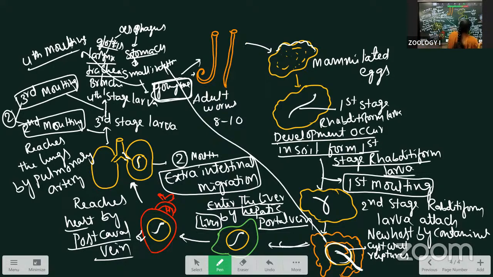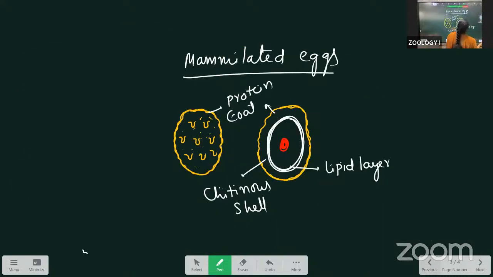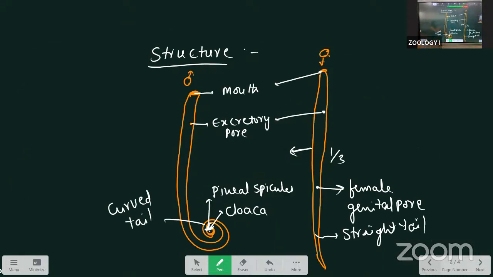One more time, I will show the structure and the mummillated eggs. See, starting is this one. The first, the introduction, what it is. They are mainly the Ascaris, commonly called white round worms. They are round in shape, that's why we call them round worms. They belong to the phylum Nematihelminthes.